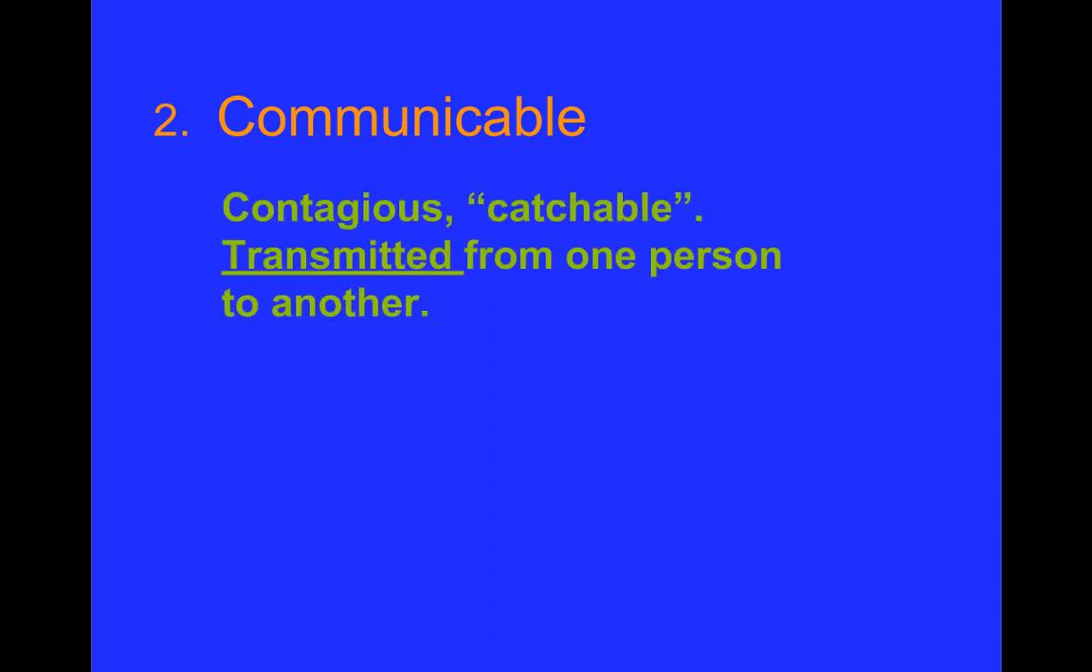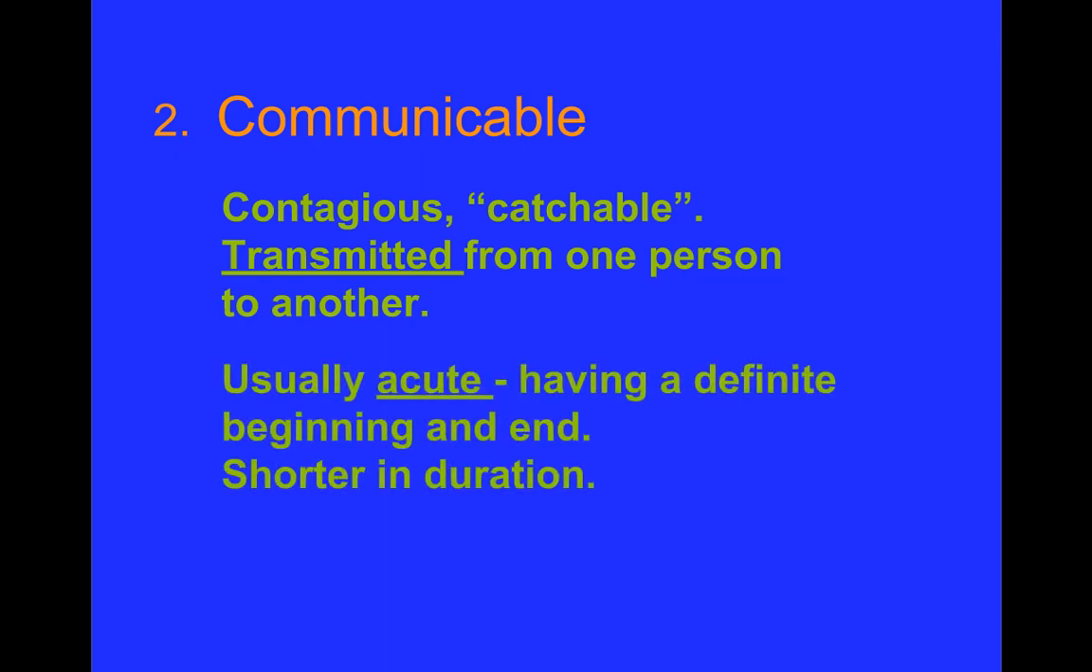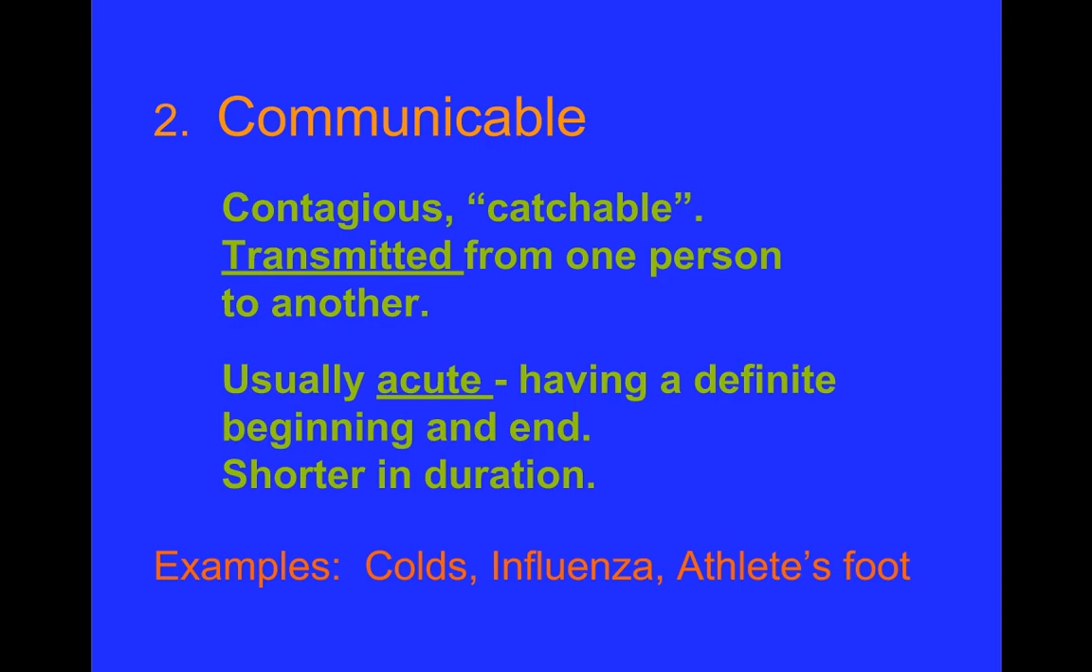Communicable diseases are the contagious ones. They are the catchable ones. These are the ones you can get from one person to another, or catch something in the air. These are usually acute, which means they have a beginning and they have an end, and they tend to be shorter in duration when we compare them to non-communicable diseases. Examples are the cold, influenza, or athlete's foot. And we're going to talk about these three types of communicable diseases plus more in the upcoming slides. Today we are going to focus on communicable diseases.